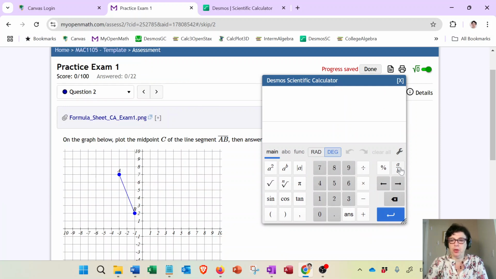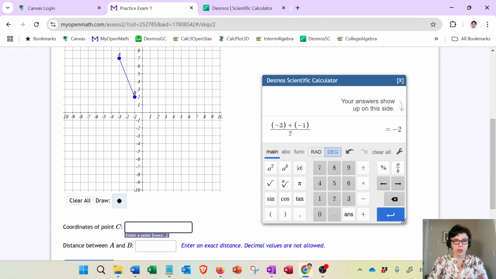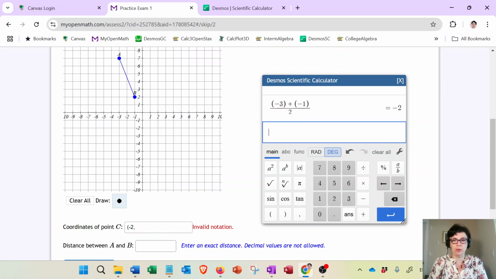So let me click on the fraction. On the top, I'm going to write the x coordinates. So this would be -3 plus -1. All negative numbers, when you substitute them, I always recommend putting parentheses, just in case. And that will not hurt anything and sometimes will help. Okay, so that means that the x coordinate would be -2.